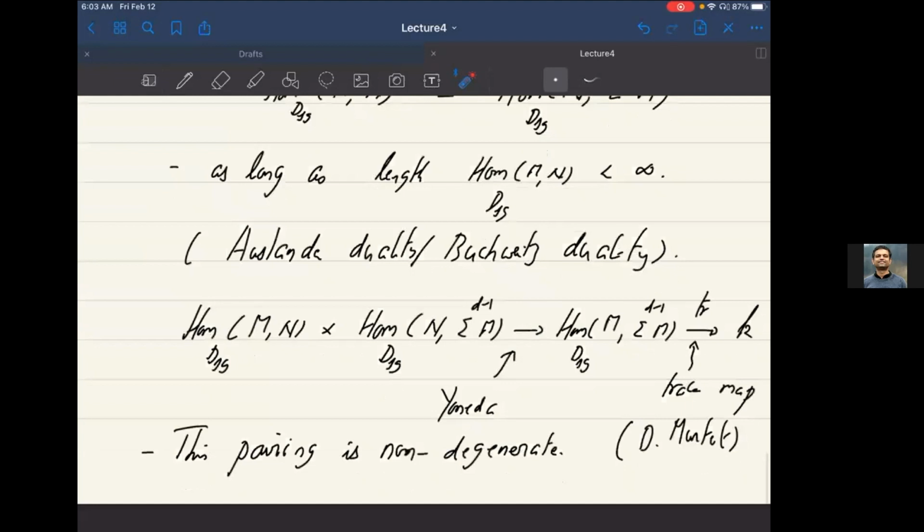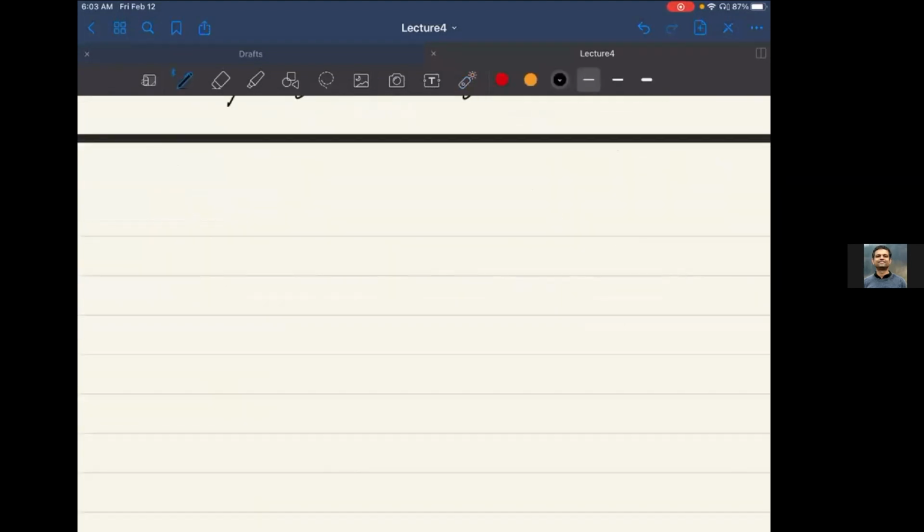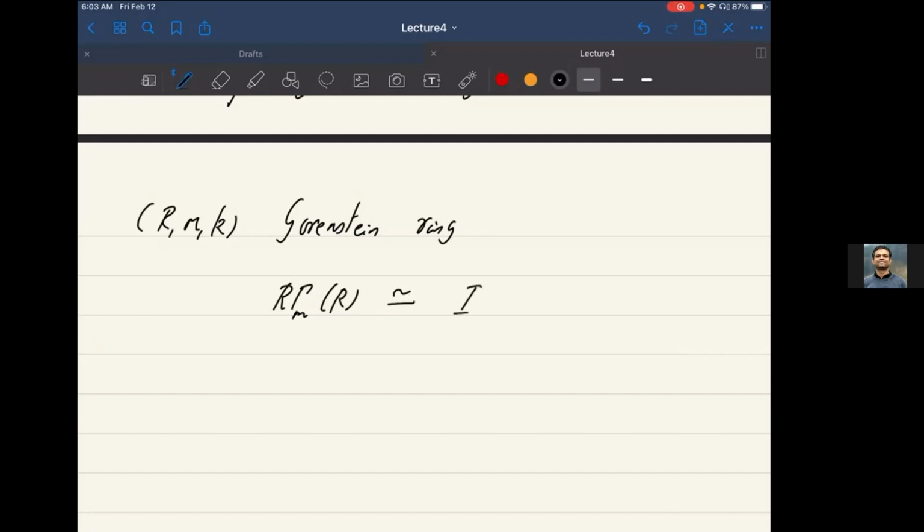Okay, so this is all I want to say about connections to local algebra. Let me move on to another aspect. As I said, where was I? Yeah, so again, this was a Gorenstein ring. And as I said, Grothendieck duality tells you that this is the injective hull of k up to a shift.